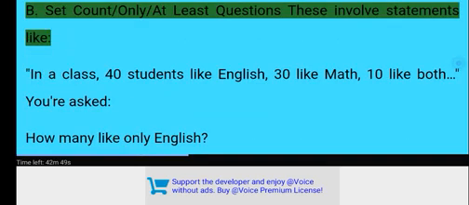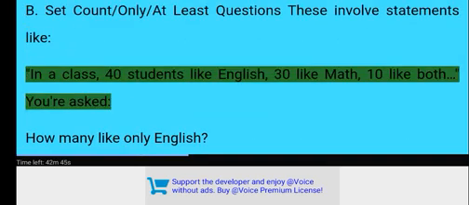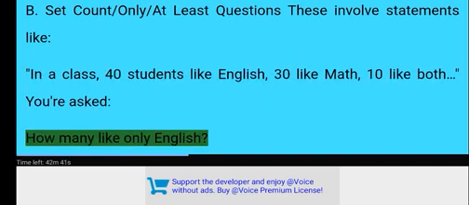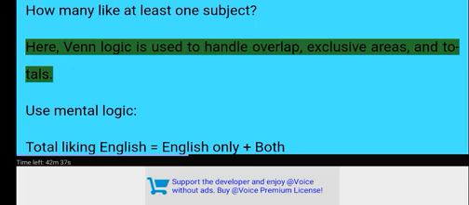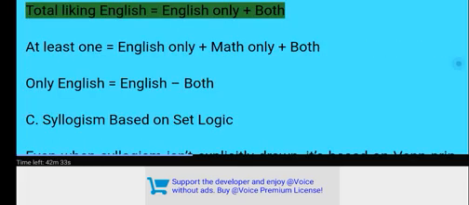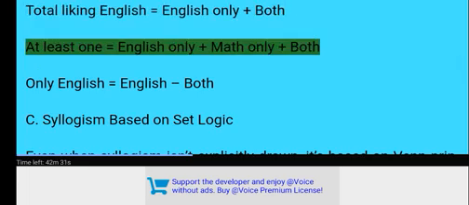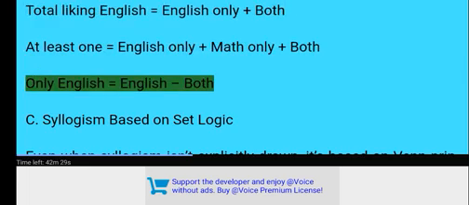Set count and at-least questions. These involve statements like: in a class, 40 students like English, 30 like math, 10 like both. You're asked: how many like only English? How many like at least one subject? Here, Venn logic is used to handle overlap, exclusive areas, and totals. Use mental logic. Total who like English equals English only plus both. At least one equals English only plus math only plus both. Only English equals English minus both.